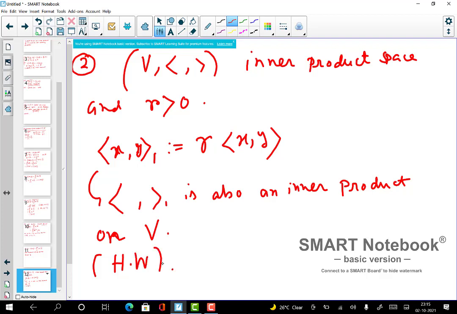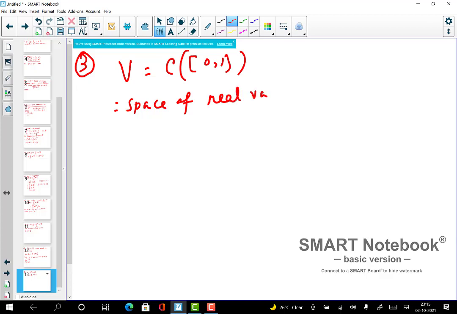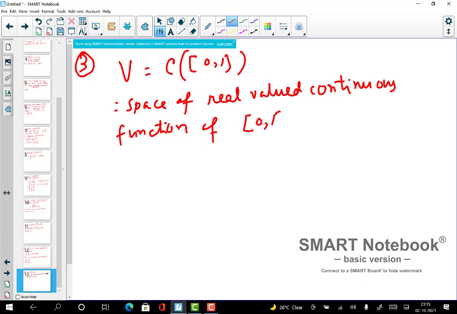Okay, so now let me go to another example. Suppose you start with the space of real valued functions, or continuous functions. So my V is C[0,1]. What is C[0,1]? C[0,1] is the space of real valued continuous functions on the interval [0,1], the closed interval, which is a compact interval.